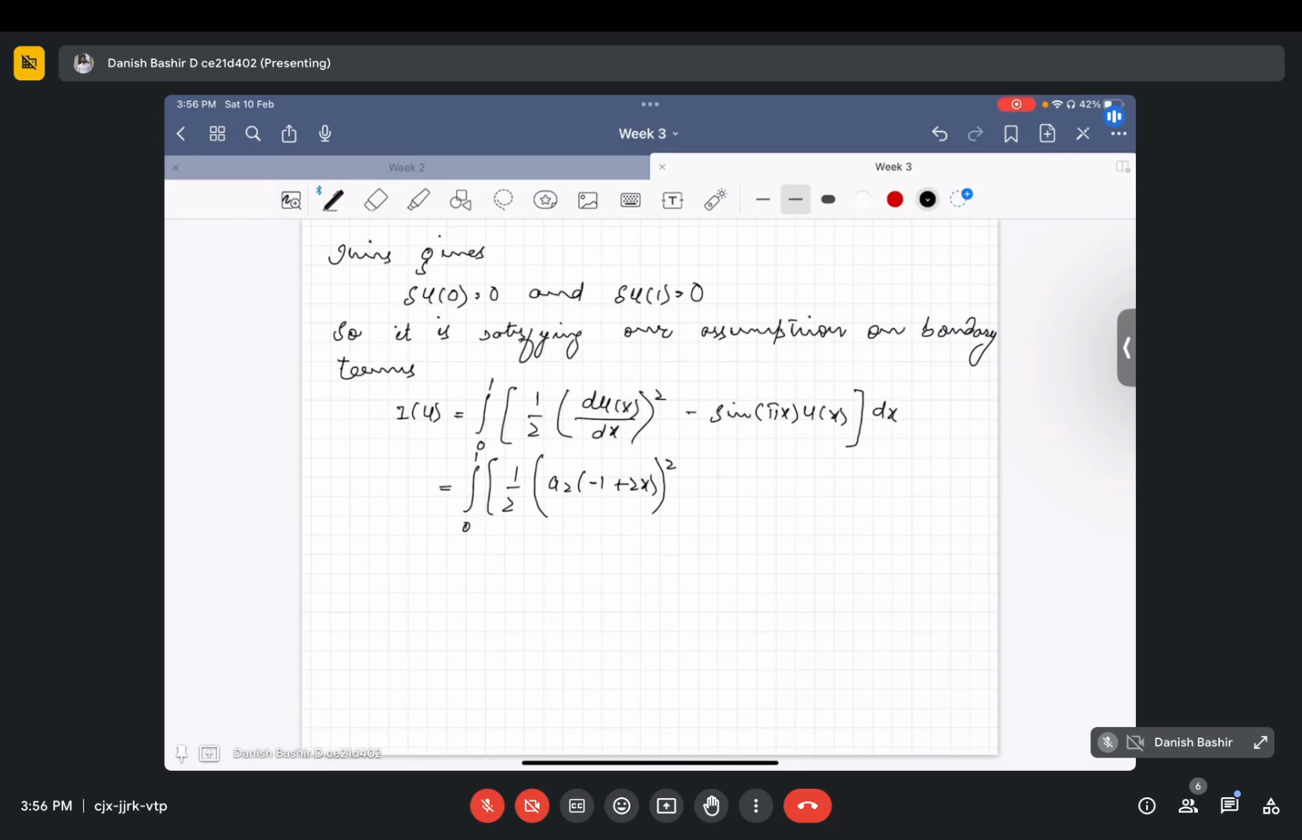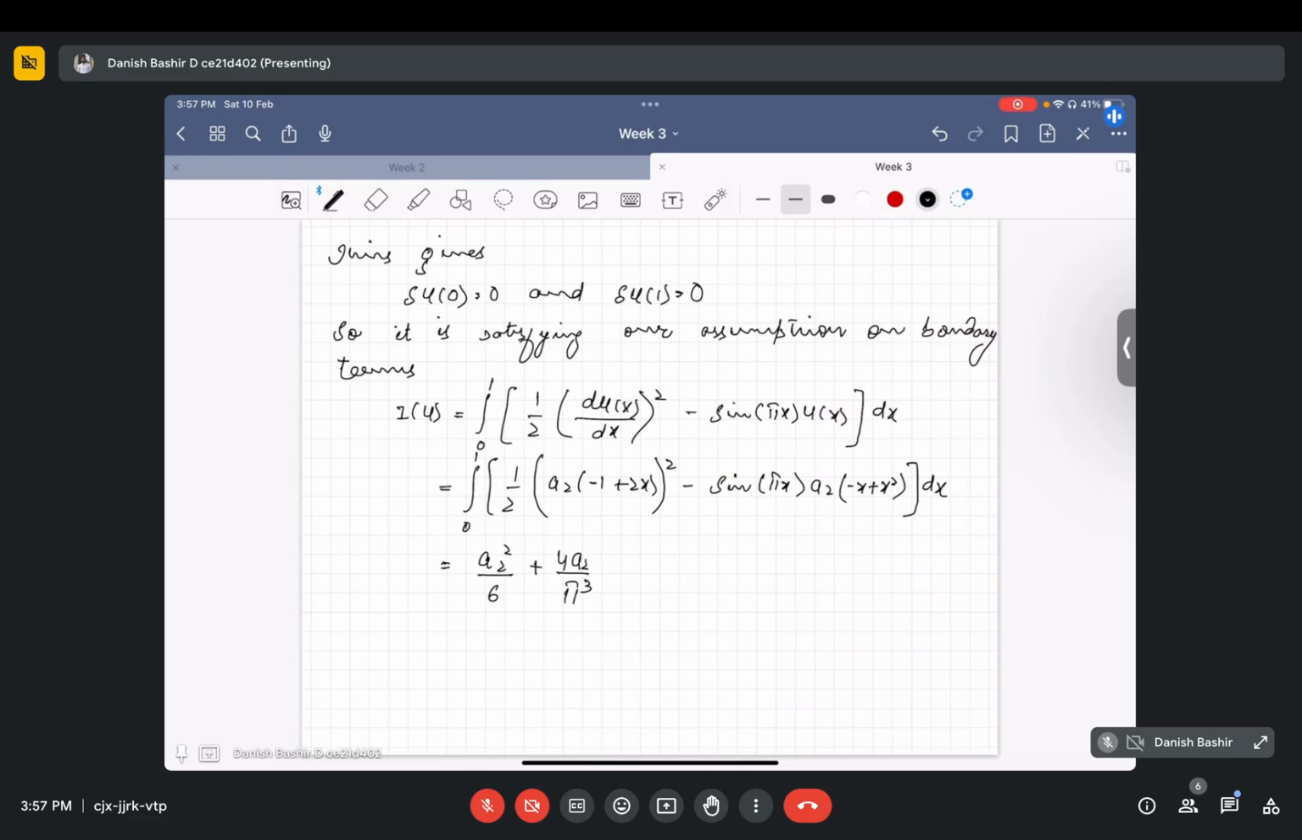Whole square here, minus sine pi x, we cannot do anything with it, and u of x is a2 times x minus x square. Okay, the whole integral with respect to dx. If you solve this integral, putting the values at x equals 0 and x equals 1, it comes out to be a2 square by 6 plus 4a2 by pi cube.